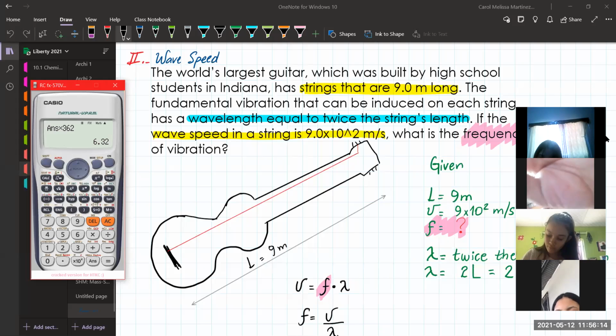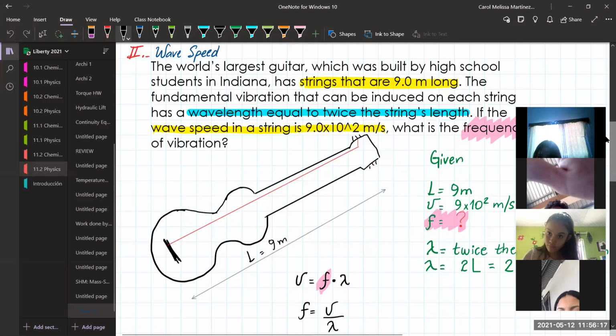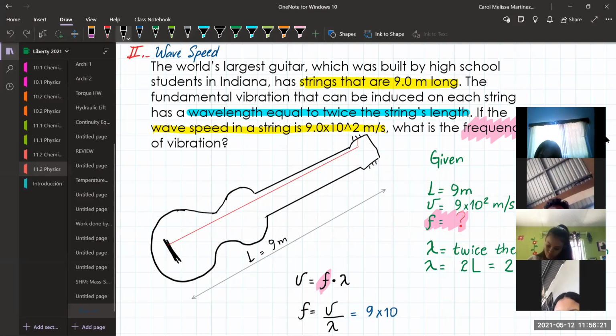So right now what you do is you just replace by the givens. 9 times 10 to the second power meters per second divided by the wavelength, that is 18 meters. So there, if you just put the 9 meters, the answer is going to be incorrect. Even though the topic is very easy, the formula is very simple, but not reading the word problem will lead you to commit mistakes. So how much is this?